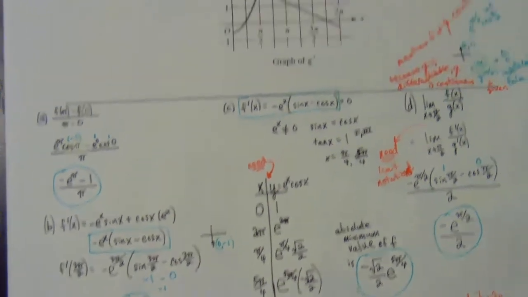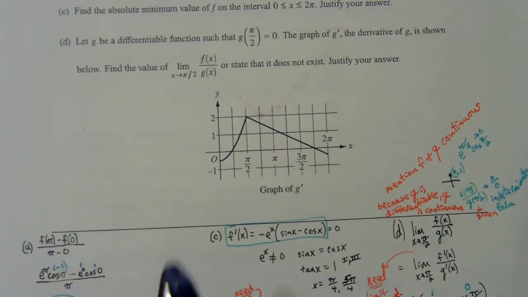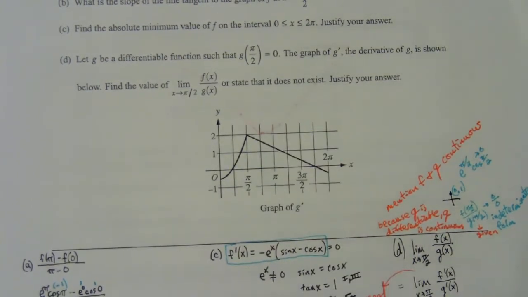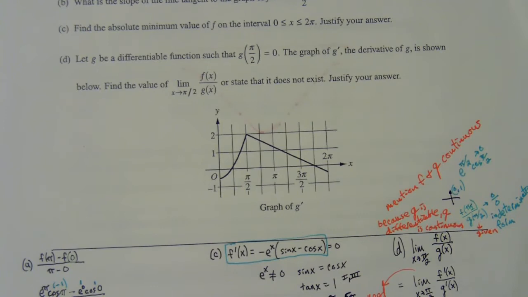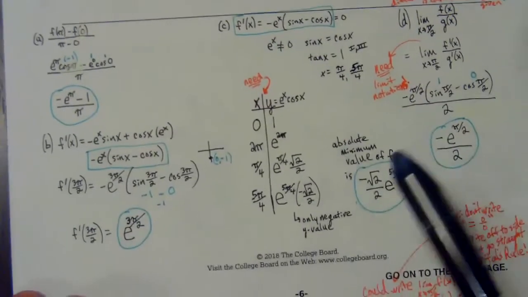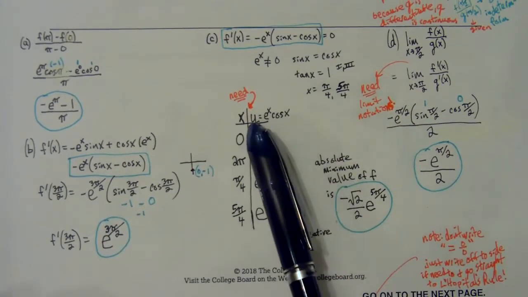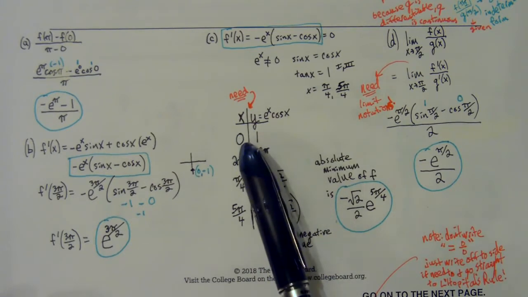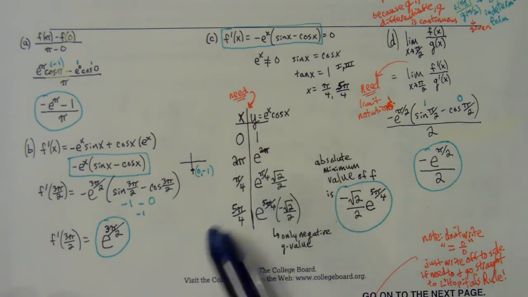Where you got to do the most work on this one is letter C. It says find an absolute min and you got a closed interval. So when you see absolute max or min, you got that closed interval. It's a 3.1 absolute extreme problem. So what we're about to do, we're about to make an XY chart, and we got to check the endpoints of our interval, which they gave us 0 and 2 pi, and then we got to find any critical numbers.